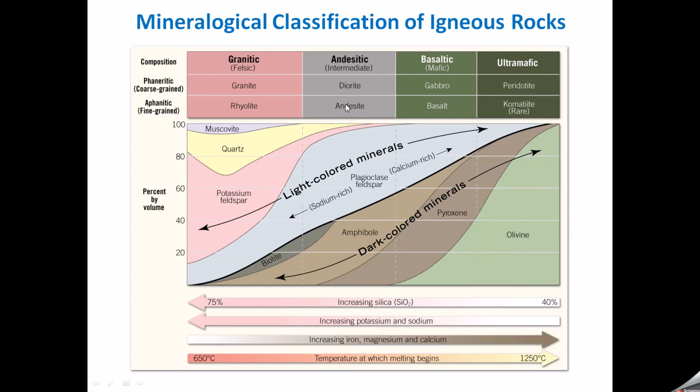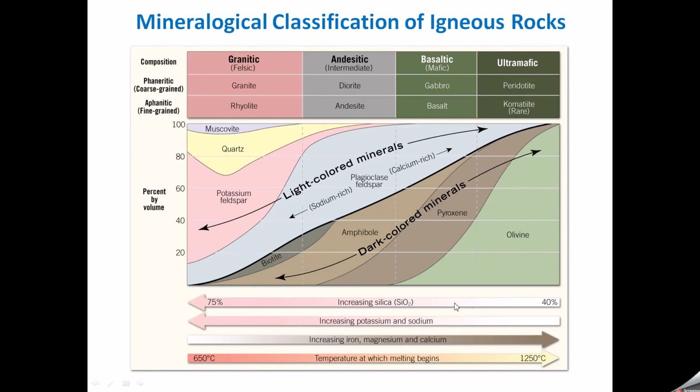So phaneritic, aphanitic, plutonic, volcanic. Basaltic rocks, we have gabbro and basalt. Gabbro, coarser grains, phaneritic, plutonic rocks. Basalt, aphanitic, fine-grained, volcanic rocks. The same thing here with ultramafic, which is the mantle rocks, peridotite and komatiite.